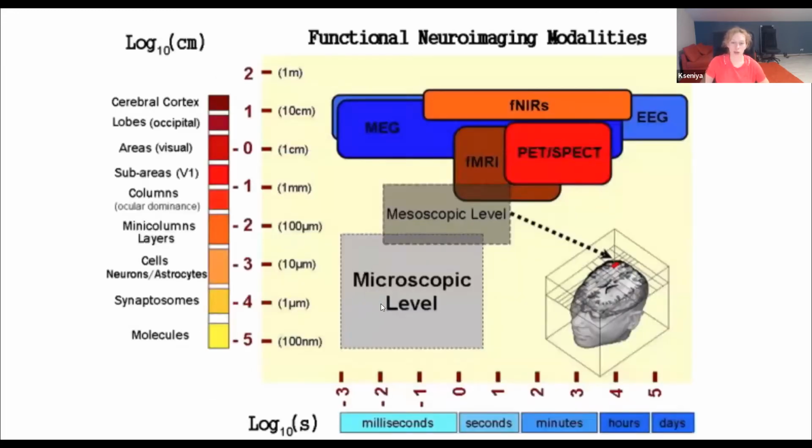Another view of the same graph. Here the vertical axis shows which structures are visible using a particular method. So the mesoscopic level is when individual neurons are no longer visible, but individual neural columns or zones are visible. So this looks like that. You can't see individual neurons, but you can see individual zones. And fMRI captures the part of the mesoscopic level.